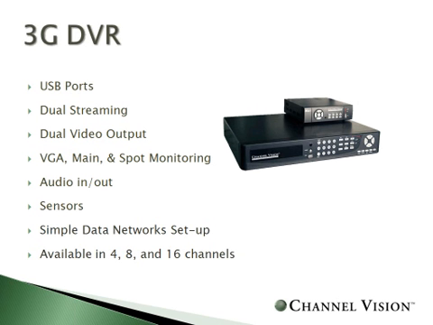The 3G series offers dual USB ports so that you can use mouse applications as well as exporting to a flash drive. You'll have dual streaming capability, which implies you'll be able to stream video directly to your smartphone while you're doing high resolution recording. You do have multiple video outputs, including VGA, main, and spot monitoring, all of which you can do at the same time. In addition to that, you can also add HDMI out as an added feature with the Channel Vision DVRs. Regarding your audio inputs and outputs, you can hook up a microphone directly to this as well.